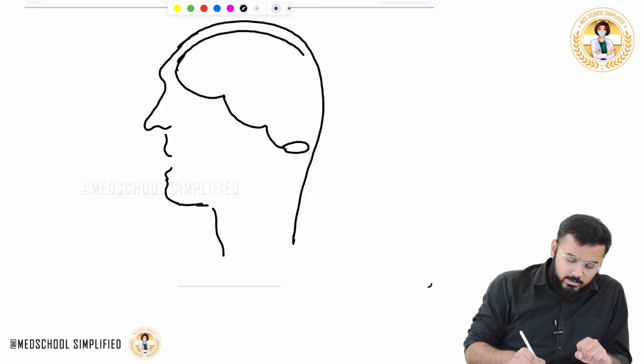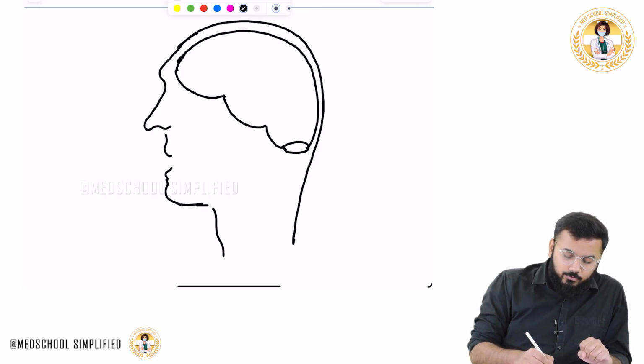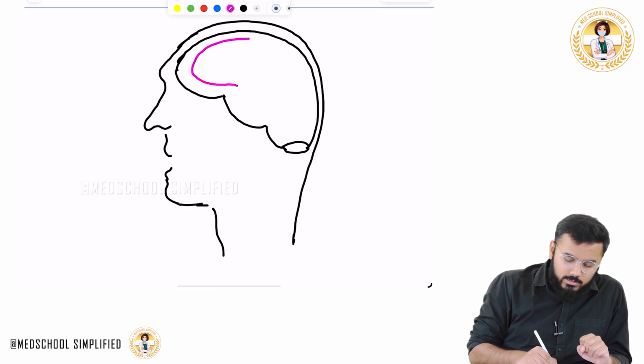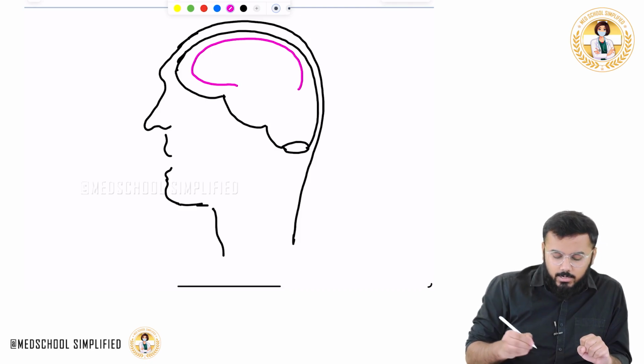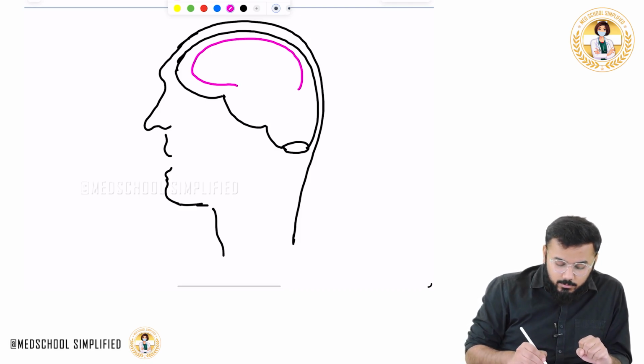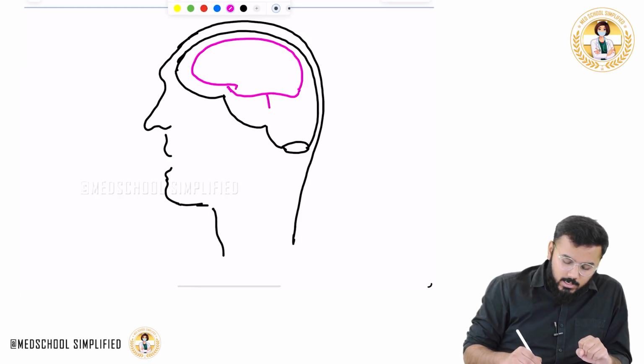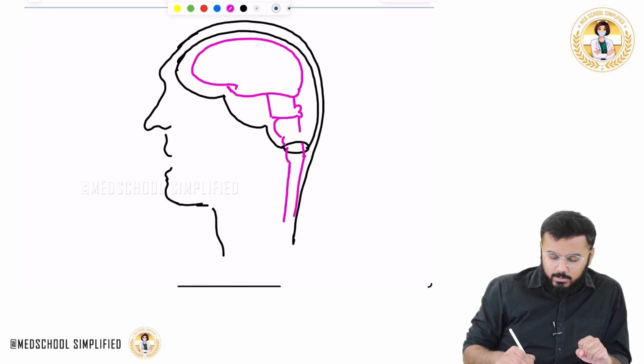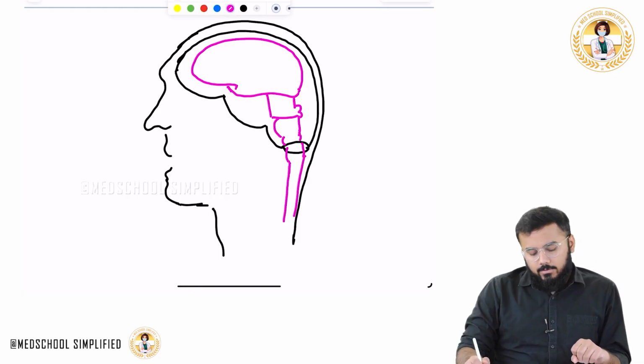So this is the skull vault. Within this skull vault you have your brain. This part which I have drawn is your cerebral hemispheres, and after that the next part is the midbrain. After the midbrain you have the pons, and after the pons you have the medulla oblongata, and then the spinal cord which is hanging down like this. So these are the different parts.